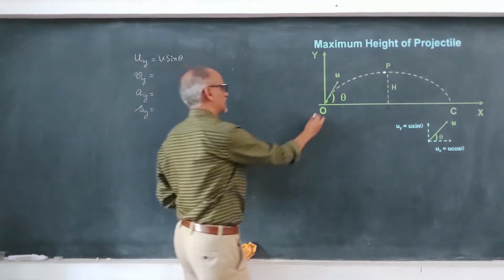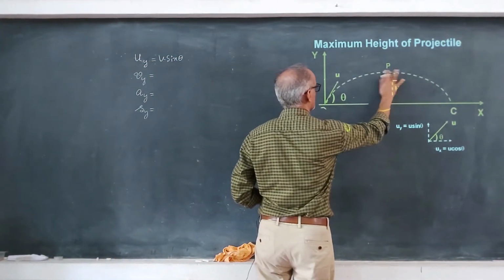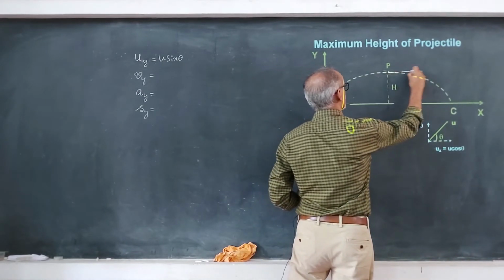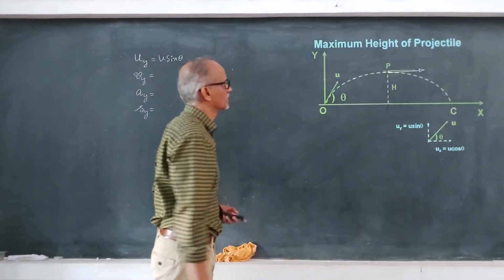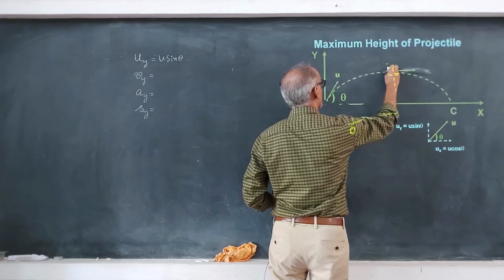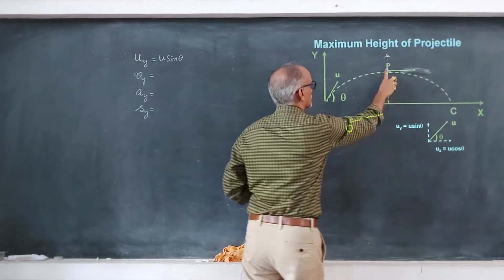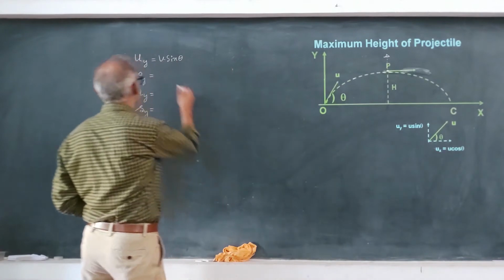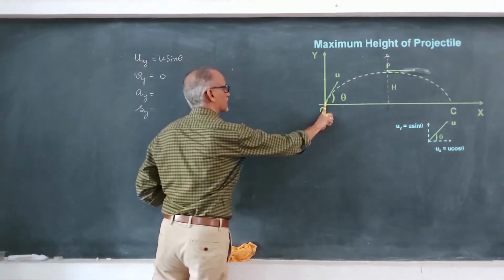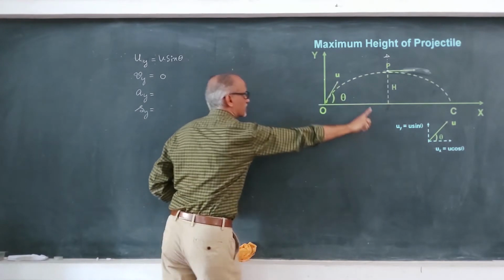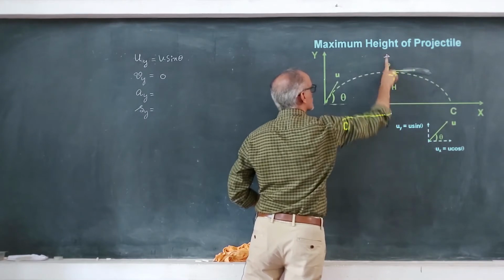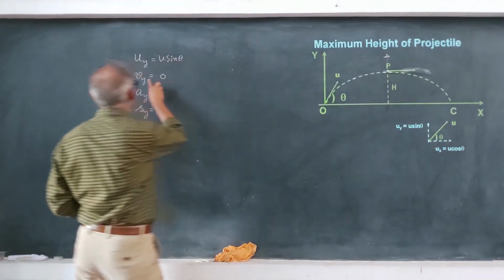Now, when the projectile reaches here, that is the maximum height, point P, the velocity is exactly along the horizontal. It will be like this. That is the velocity along the horizontal. So there is no velocity along the vertical. So the final velocity along the vertical at P is 0. Hope you understood. This is the initial velocity here, which is u sin theta. But here, the velocity is exactly horizontal. When the velocity is horizontal, there is no vertical velocity, correct? That is why Vy is 0.